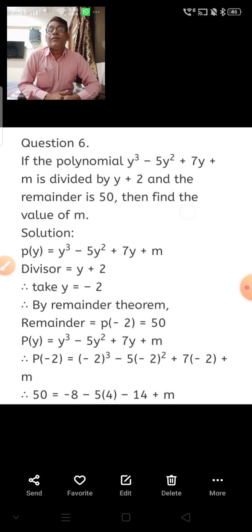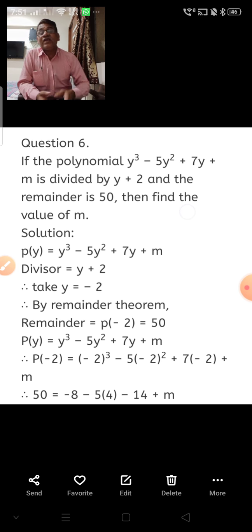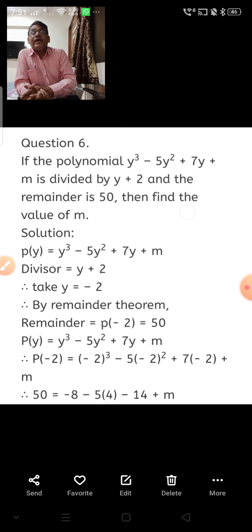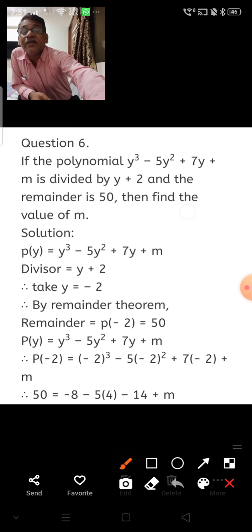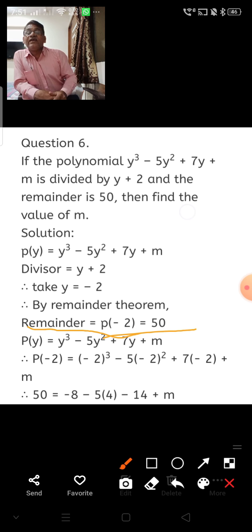P of y is equal to y cube minus 5y square plus 7y plus m, and the divisor is y plus 2. When we want to find the remainder, you have to take the constant opposite to the constant in the divisor, that is, take y is equal to minus 2. By the remainder theorem you have to find p of minus 2, and it is given that the remainder is 50. So p of minus 2 is equal to 50, where p of y is y cube minus 5y square plus 7y plus m.